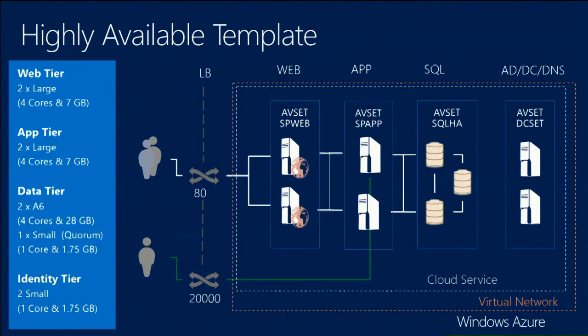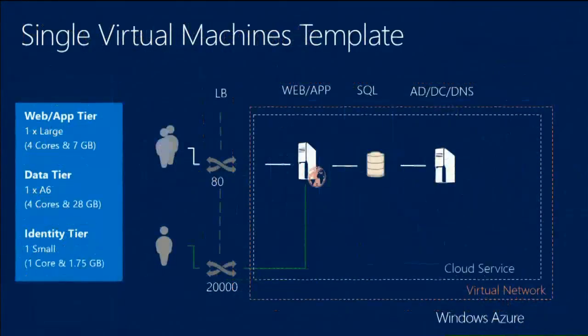instance sizes. A second template is probably the one that you'll want to try first, because it doesn't take 5 hours to execute. It's a single virtual machines template. This basically spins up 1 VM per tier. So it'll spin up a web tier, an app tier, a web/app with everything combined on SharePoint, a SQL server, and a DC. Oh, and the other thing, this actually creates all the virtual networking for you, so you don't have to.